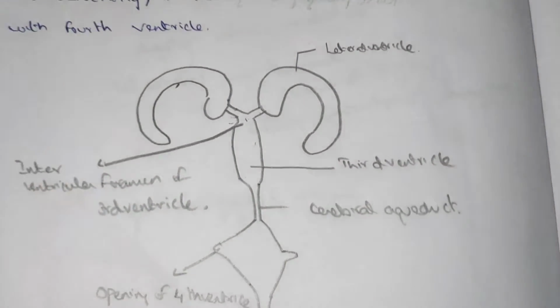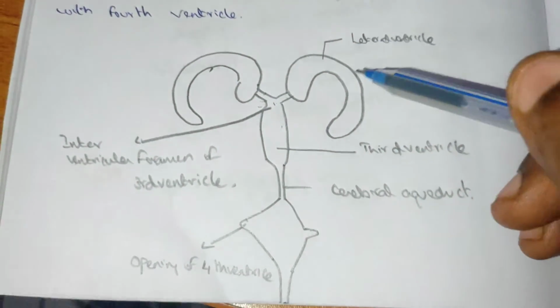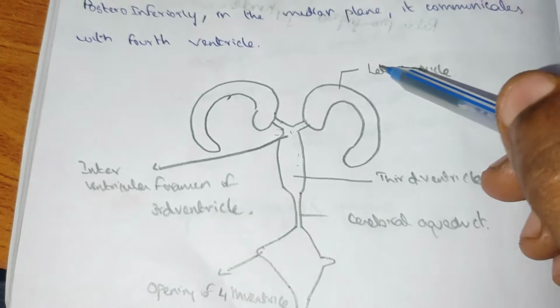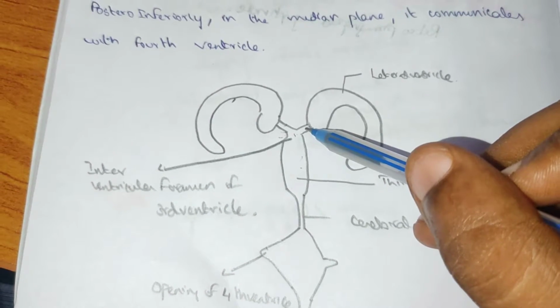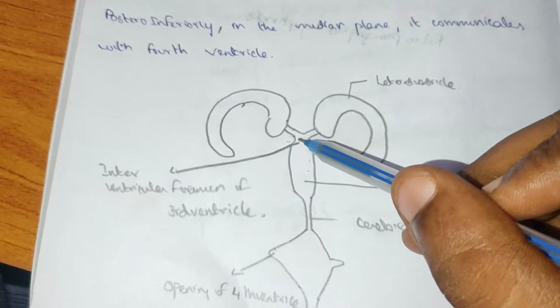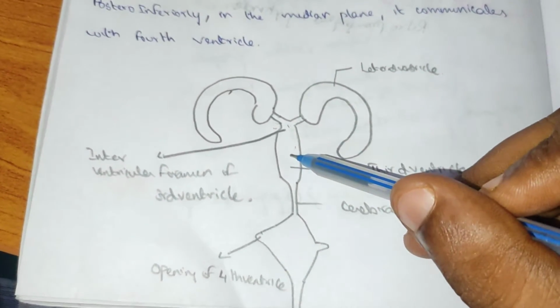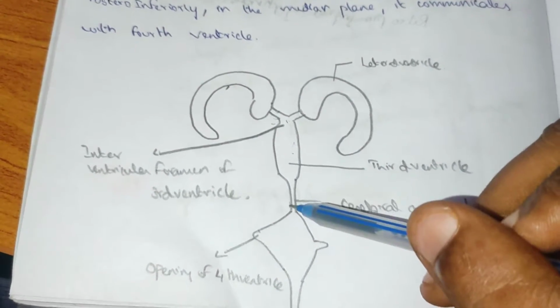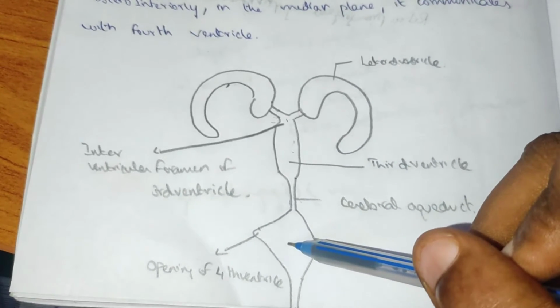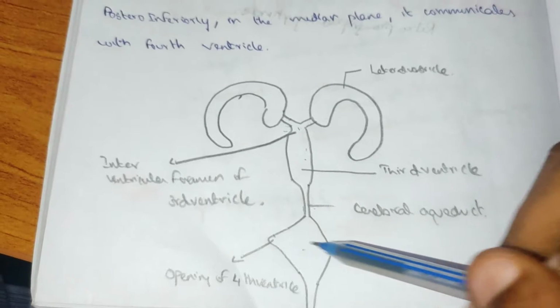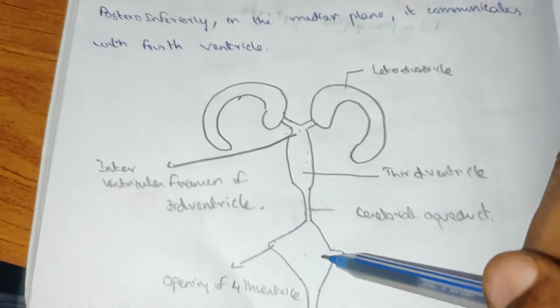Now you will see the image for better understanding. This is the third ventricle. It communicates anteriorly with the lateral ventricle through the foramen of Monro, which is otherwise known as the interventricular foramen. And this is the cerebral aqueduct, which communicates with the fourth ventricle. These are the two openings of the fourth ventricle. I have already uploaded a video on the fourth ventricle.